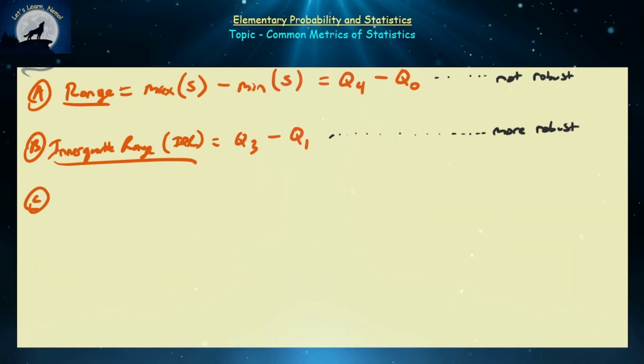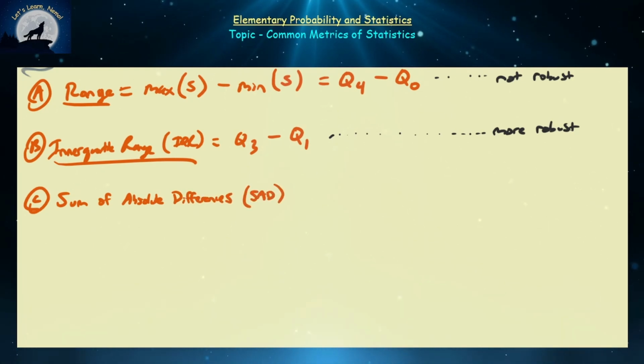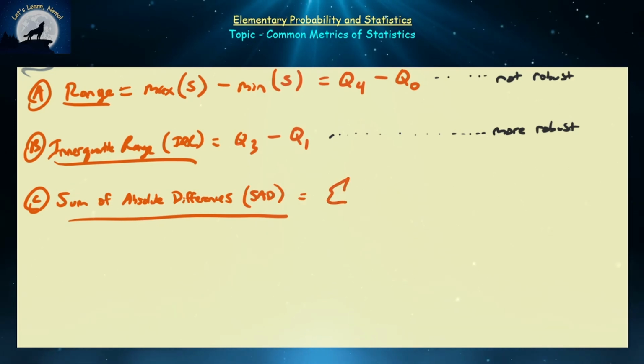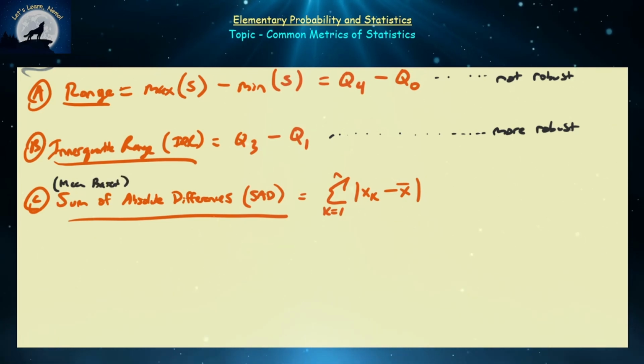Another measure of variation that some people will use is abbreviated by SAD, which is short for the sum of absolute differences, aka SAD. And this is going to be equal to the sum from k equals 1 to n of the absolute value of xk minus x bar. So you can also say that this is the mean, or the arithmetic mean based, sum of absolute differences, because technically speaking we can change that x bar to, for example, the median if we want a more robust measure of variation.